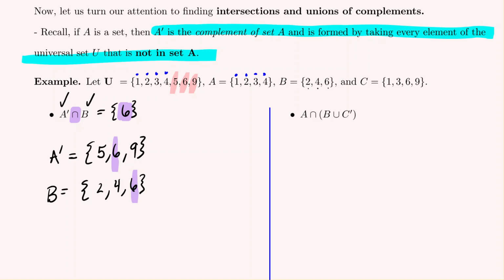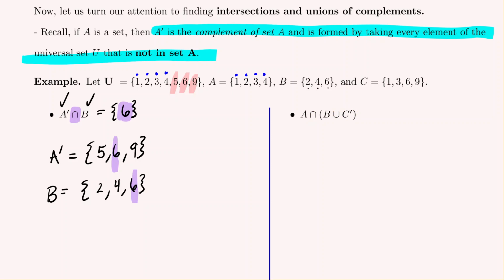Okay, now let's turn our attention to the next example. Take a moment to think about how you would read this, left to right. This would be read as A intersect the set B union C complement. Now this has quite a bit going on. I have both an intersection and a union, and I'm also dealing with the complement of a set.